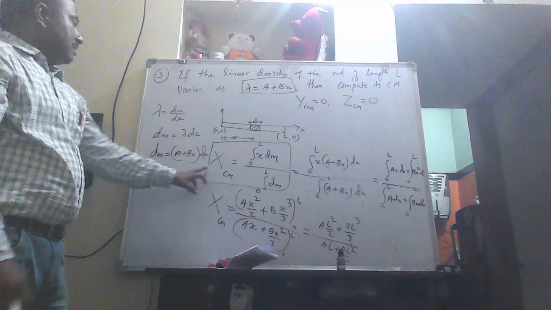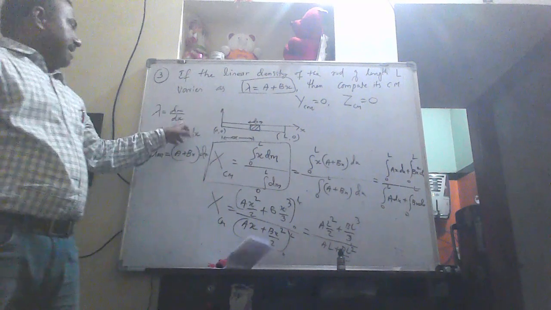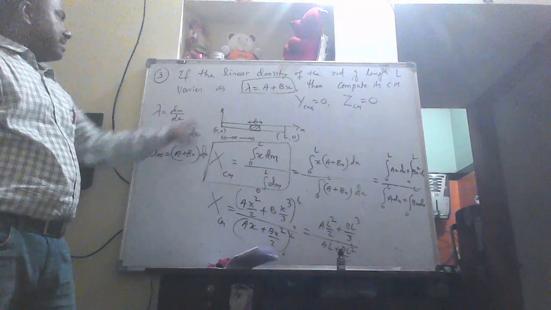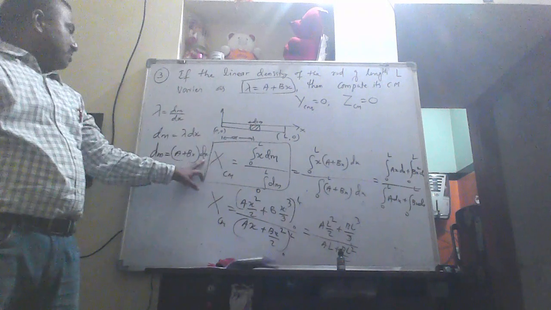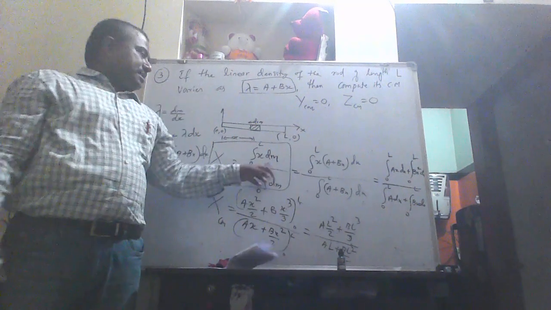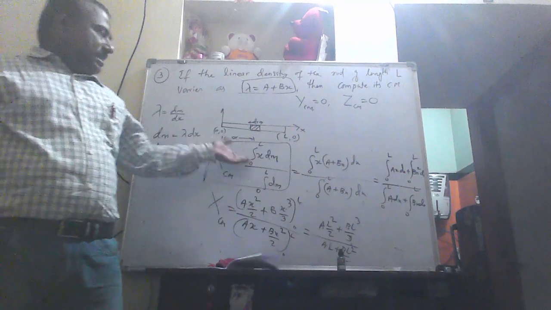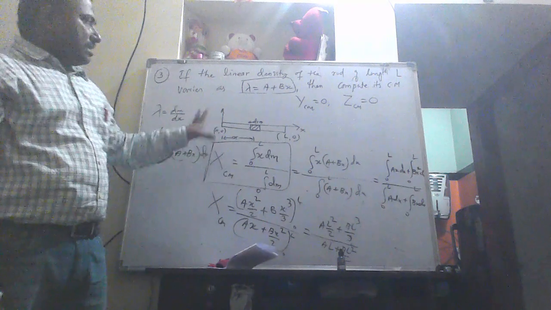Simply this one: I just substitute the value of dm, because lambda is equal to dm by dx, so dm is equal to lambda into dx. Lambda is a plus bx, into dx. This I substitute here as well as here. So here x into dm, because x is the moment of mass, so it is only mass. Integration in the place of summation. So let us do this one.